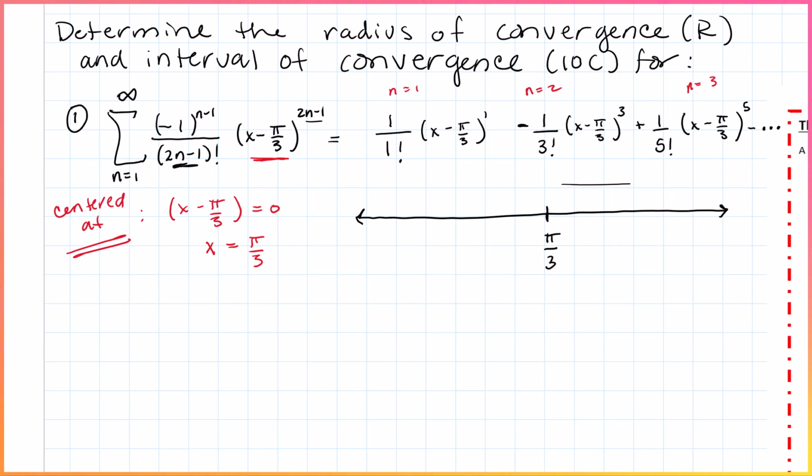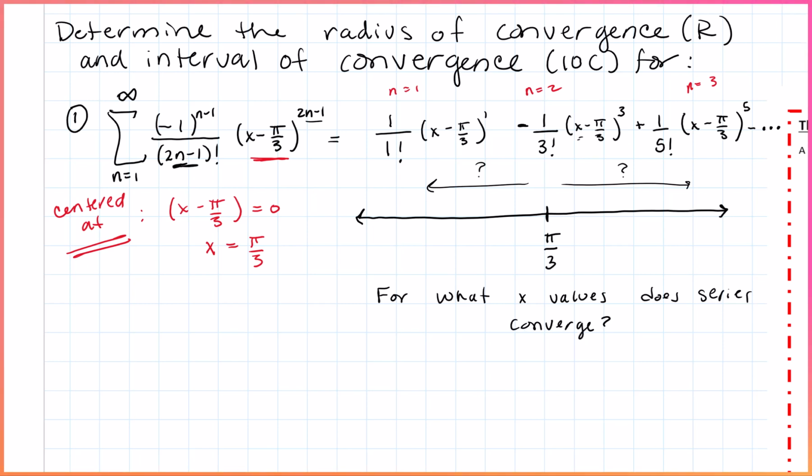Now the question is, how far can I go in either direction and get convergence? So for what x values that I could plug in does this series converge? That's the question that we're asking. So how do we figure that out? Let's take a look at some steps for doing that.